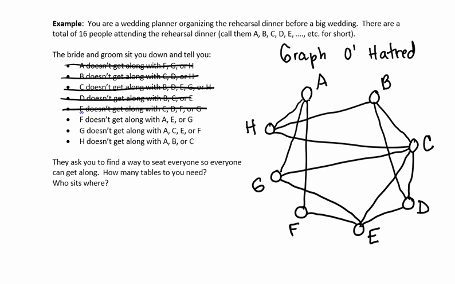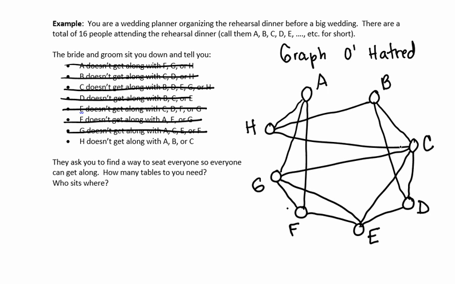F doesn't get along with A. F doesn't get along with E. Have both of those. F doesn't get along with G. G doesn't get along with A. I have that. Or C. Got it. Or E. Or F. Already have all of those. H doesn't get along with A. We've got it. Or B. Or C.